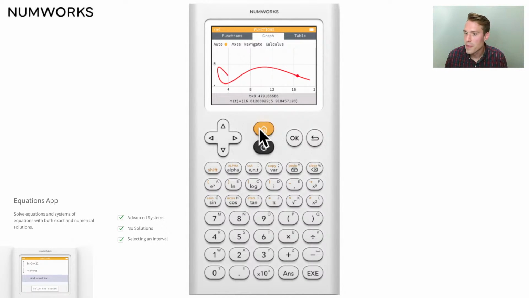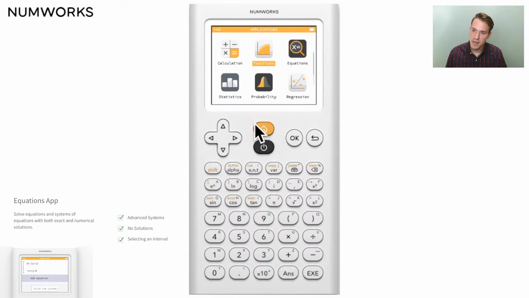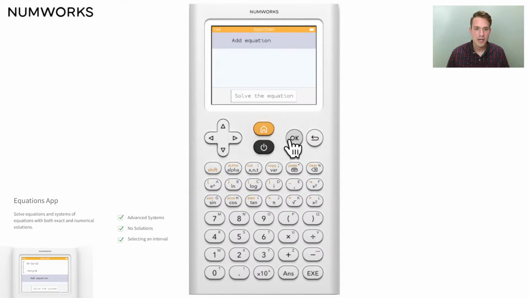All right, so that is the conclusion for me of the Functions app. I have one more app that I want to chat about, and then we'll look to see if there are any questions that haven't been answered yet in the chat. So I'm going to hit the home screen to go back to the main menu here, and I'm going to navigate over to Equations.